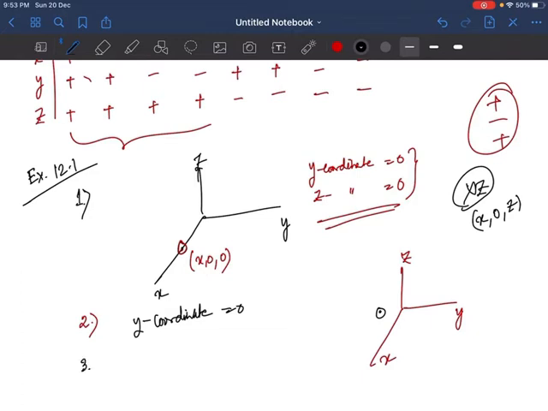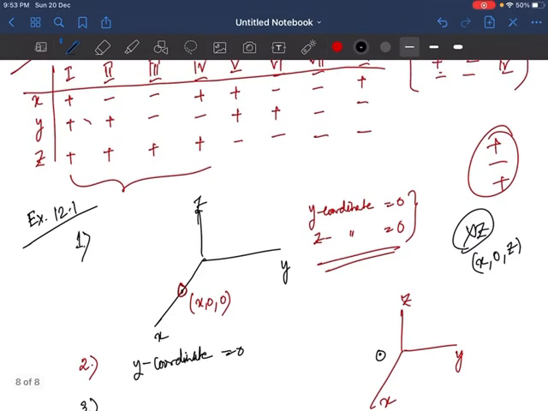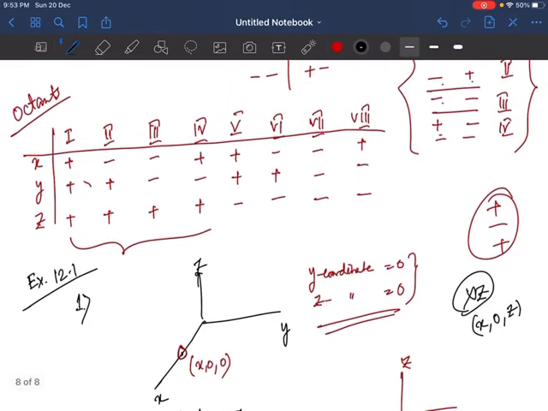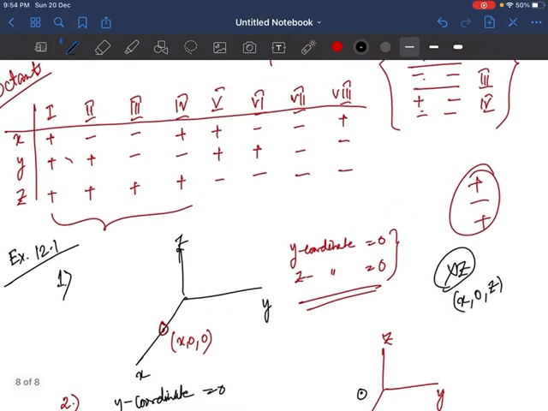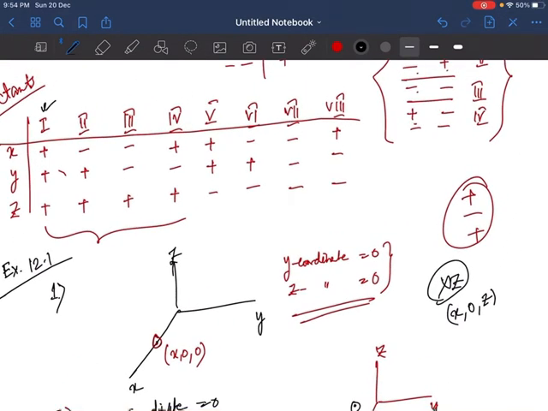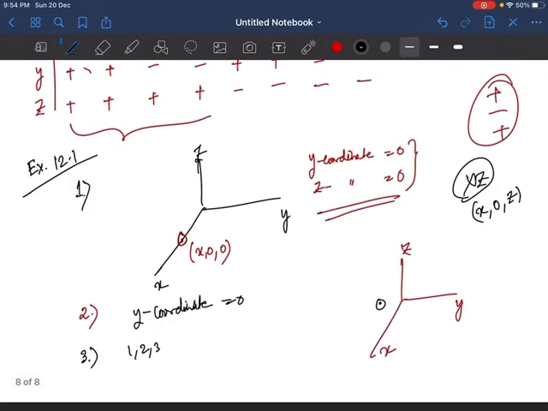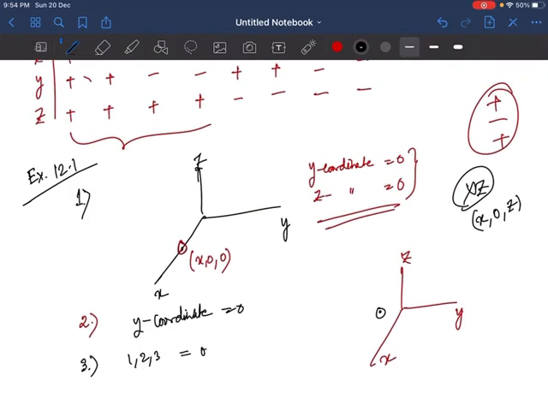Now question number 3 says, name the octants in which the following points lie. So you have to tell the octants in which the following points are going to lie. So let us find out. The first is 1, 2, 3. So 1, 2, 3 means what? All of them are positive. X is positive, Y is positive, Z is positive. And that is octant number 1. I will write here octant 1.